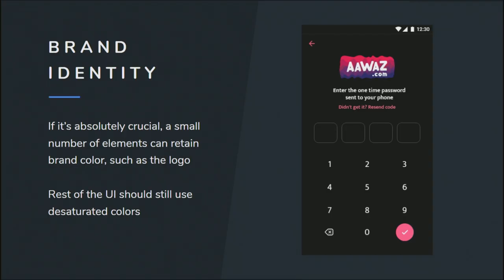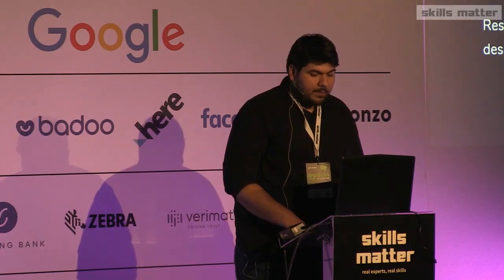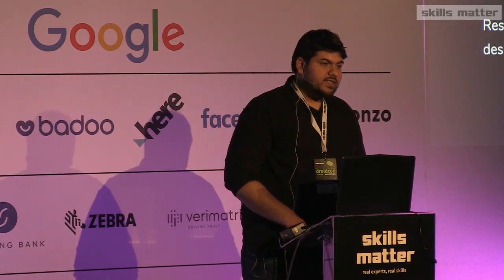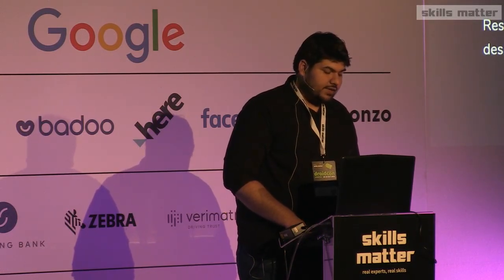Certain small elements of the UI can retain their brand color on the condition that they're not too large and they don't detract away from the value of the rest of the screen. Like, for example, again, coming back to the screen, I've kept the logo in the original color and haven't desaturated it because it would harm the brand's image. But everything else, the other colors that are on the screen, you can go ahead and desaturate them.